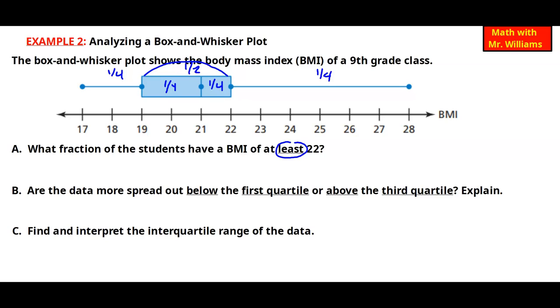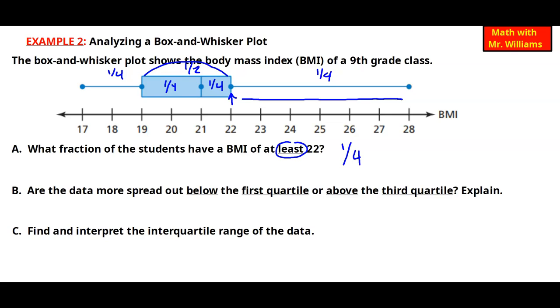All right, so let's answer the first question. It says, what fraction of the students have a BMI of at least 22? Well, at least means the minimum. So we're down here at 22. And so that means if all these numbers up here, so what fraction of those students? Well, 1/4 of the students have at least 22.